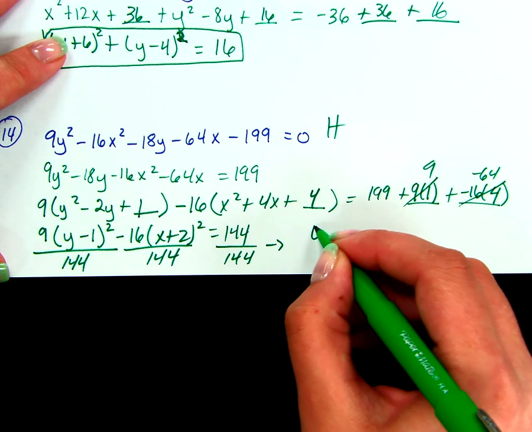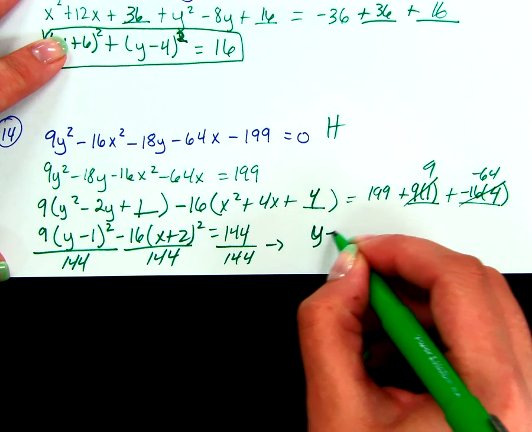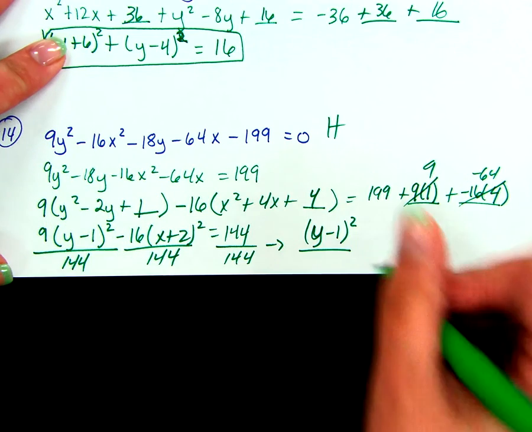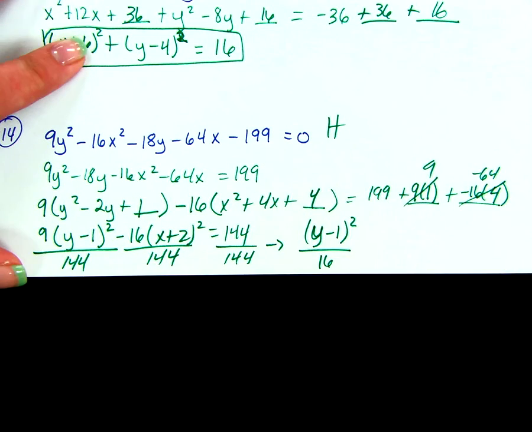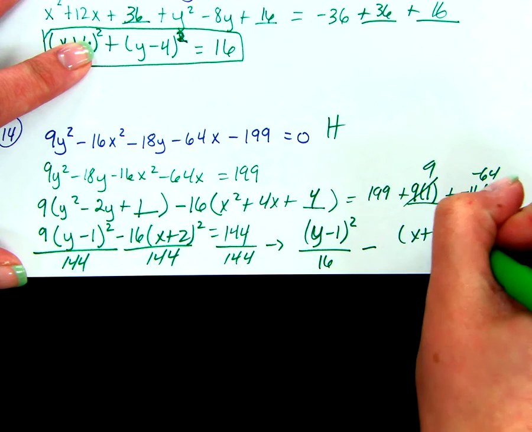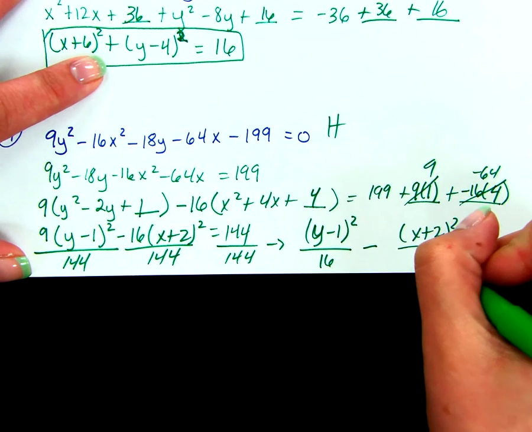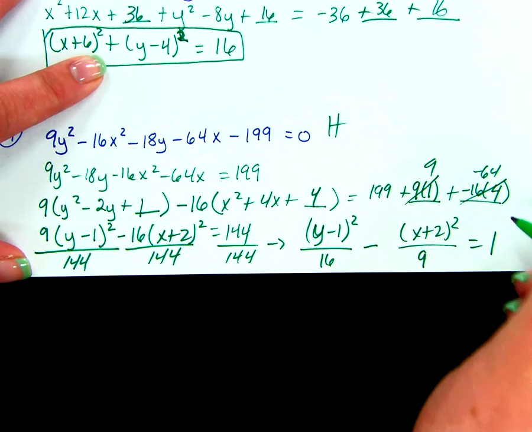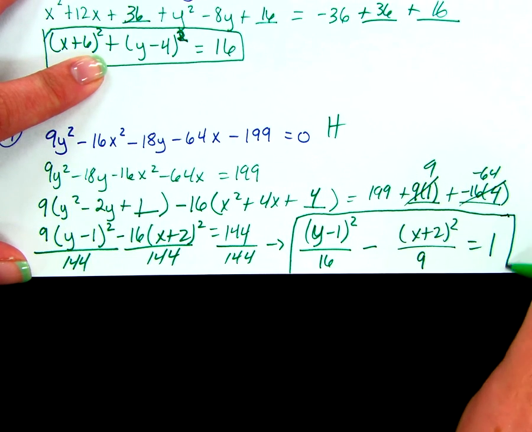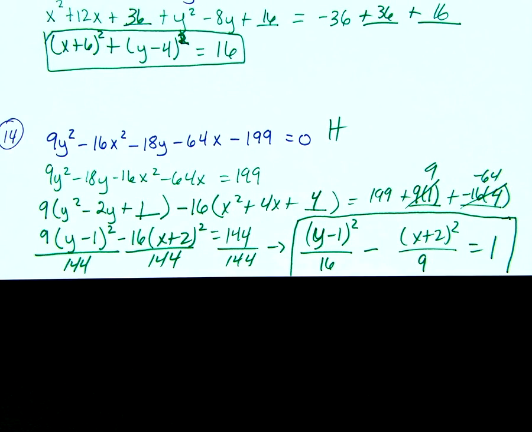So we will have y minus 1 squared. And then 9 over 144 will be 16 in the denominator. Minus x plus 2 squared over 9 equals 1. So this is going to be our final answer for that hyperbola. And that is also going to conclude this section.